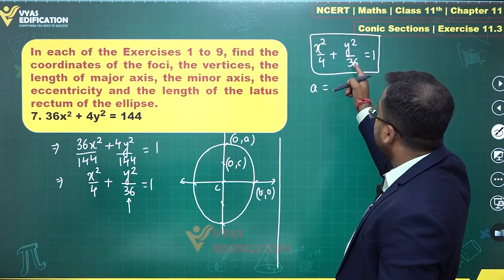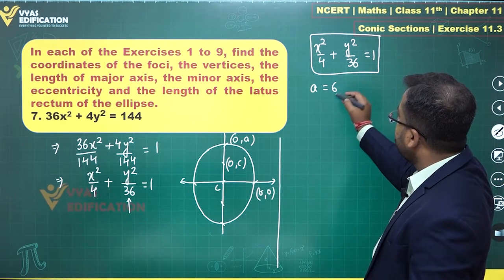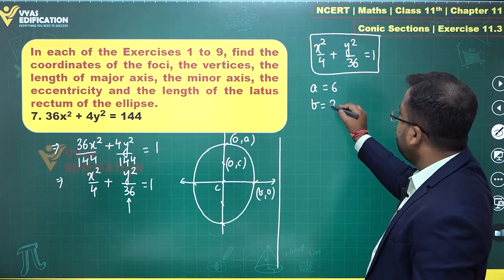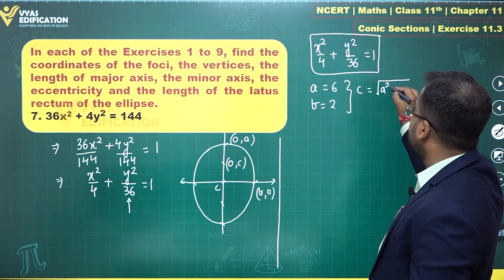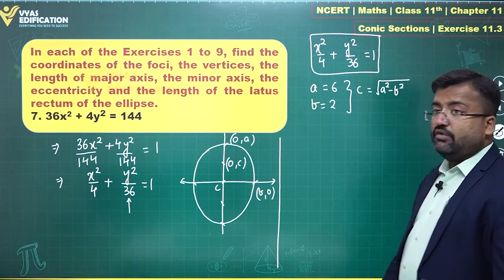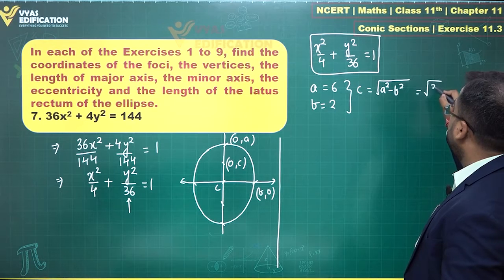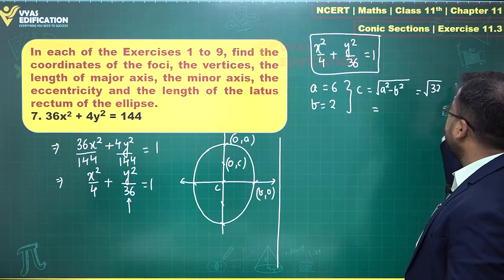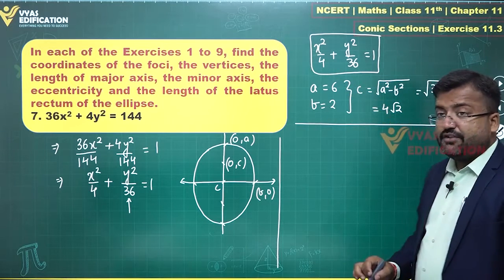A, as you can observe, is the bigger one, right? 36, and its square root, a square is 36, a will be equal to 6. B square is equal to 4, b will be equal to 2. C can be found with the help of this, under root of a square minus b square. What is that? A square minus b square is 32, under root of 32. What is that? 16 times 2, which will become 4 root 2. That's the value of C.